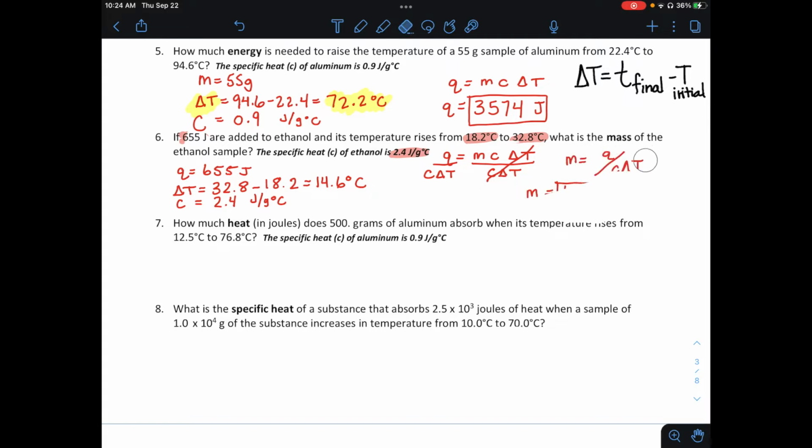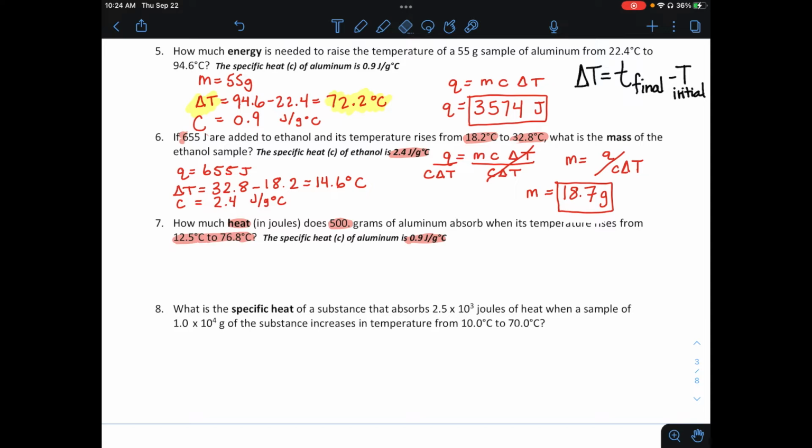So rewriting the equation, M equals Q over C delta T, I get an answer of 18.7 grams. The next one, luckily again, is looking for heat. So heat is Q, and I have no need to rearrange my problem there. It says, how much heat does 500 grams of aluminum absorb when its temperature goes from 12.5 to 7.6? And again, it gives me the specific heat of aluminum.